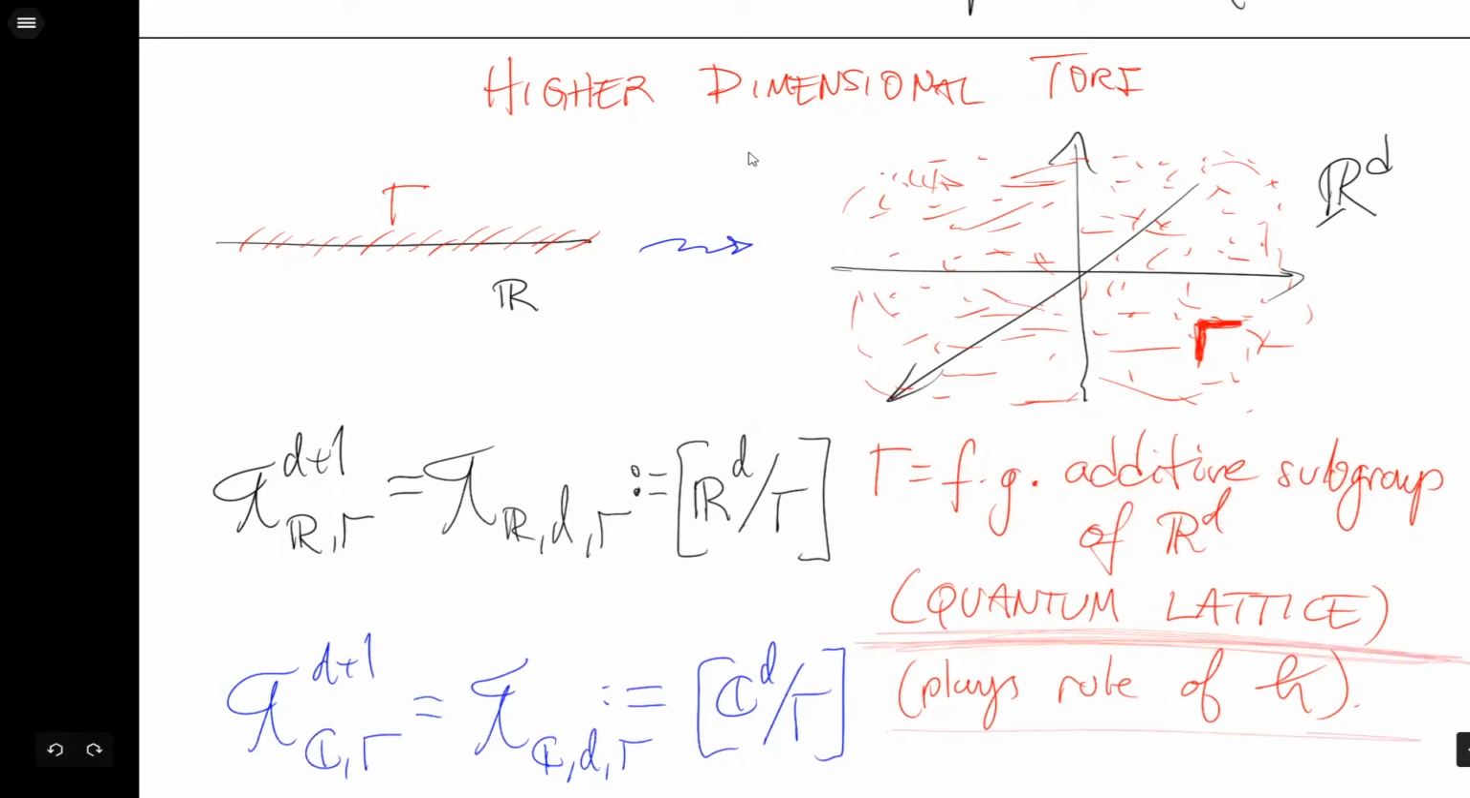It's a quantum, and this plays the role of h bar in the previous example. This gamma is a quantum lattice, and for every gamma inside R^D, we have a real quantum torus associated to gamma and a complex quantum torus associated to the quantum lattice.